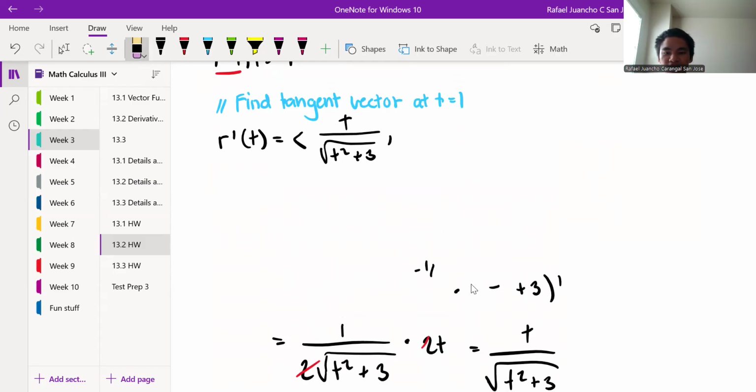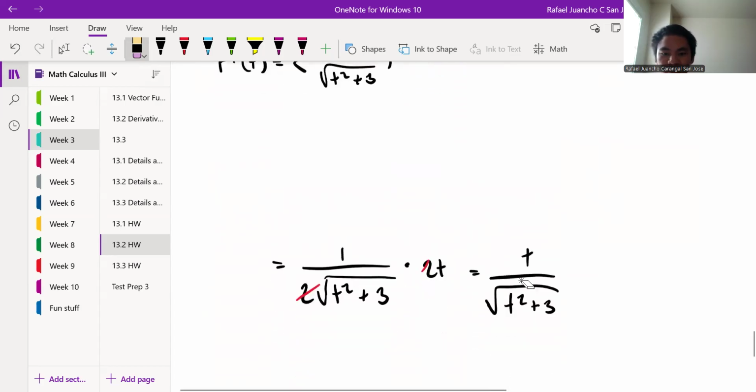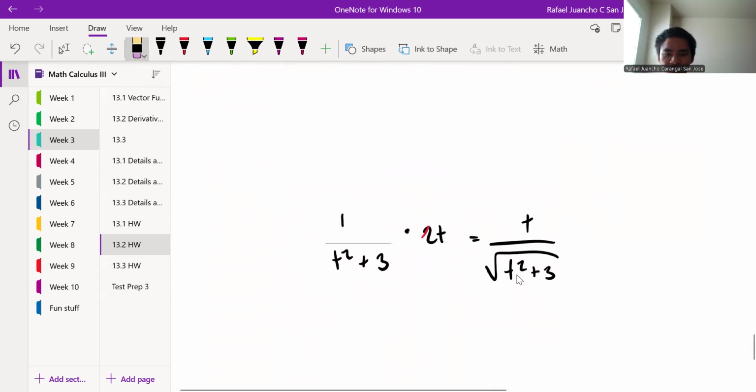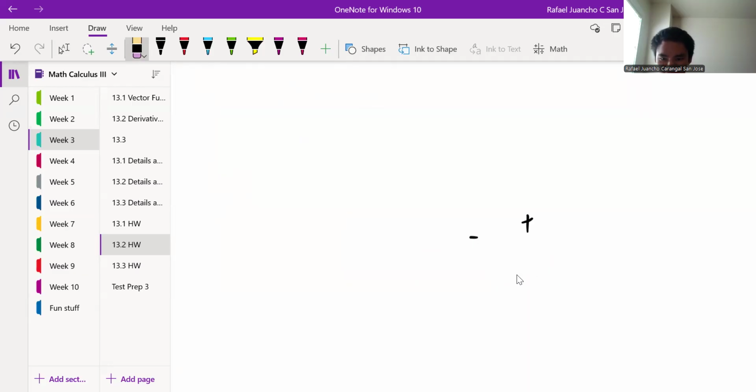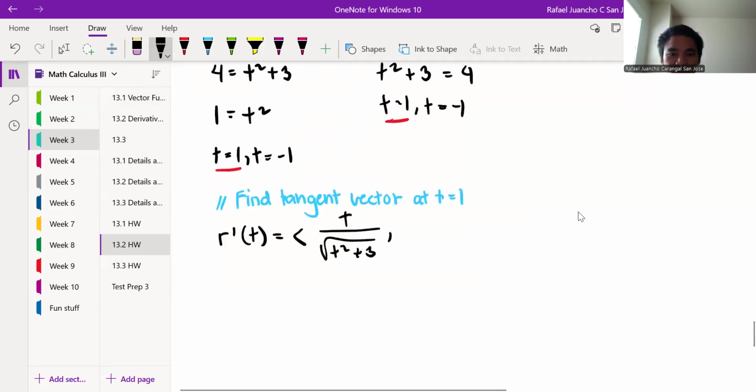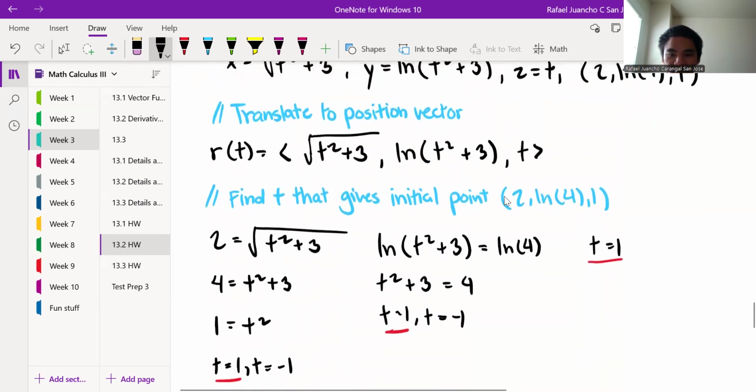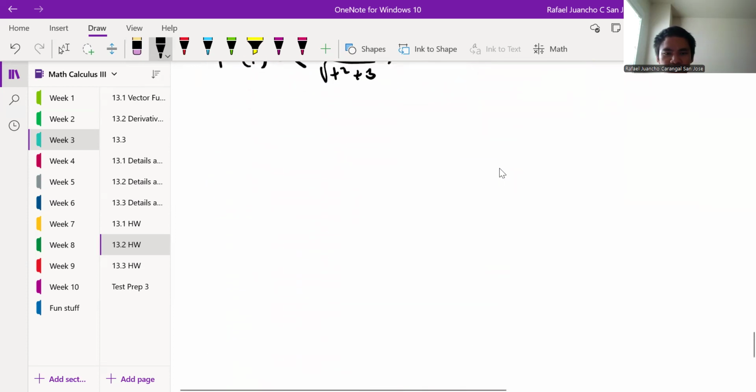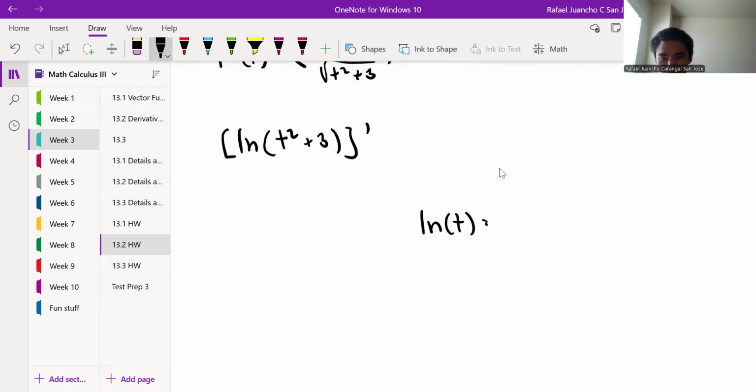Now we take the derivative of the y component function. I don't know how to name it, but the y component function. So that's the derivative of ln of t squared plus 3. Notice if we take the derivative of ln of t, which is 1/t, and then we do a chain rule. The derivative of t is 1, so we have 1/t times 1, which is just 1/t.